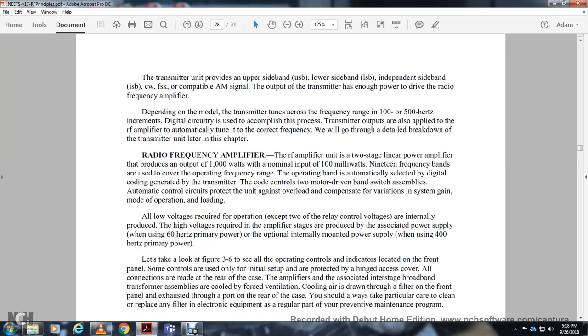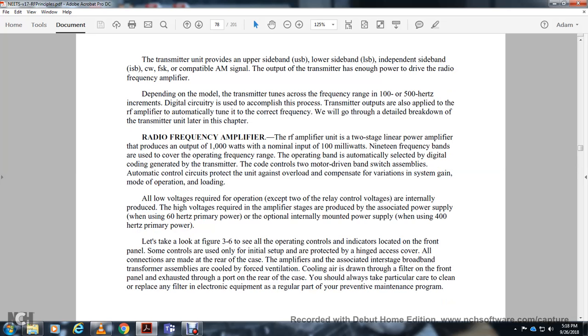All low voltage required for operating, except for the 2 relay control valves, and the internally produced high voltage required for the amplifier stage are produced by the associated power supply using 60 hertz primary power. The internally mounted power supply operates using 400 hertz primary power. Let's take a look at figure 3.6 for the setup, with all the operating controls located on the front panel. Some of the controls used for initial setup are protected with a hinged cover. All connections are made at the rear of the case. The amplifier's associated interstage broadband transformer assembly is cooled with forced ventilation: cooling air is drawn through the filter on the front of the panel and exhausted through the port at the rear of the case.